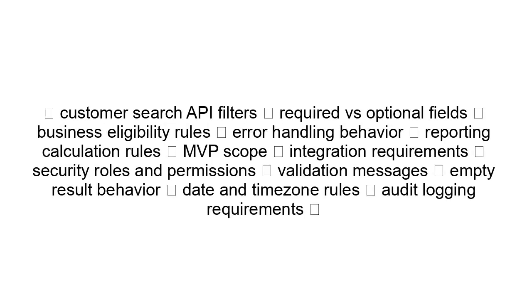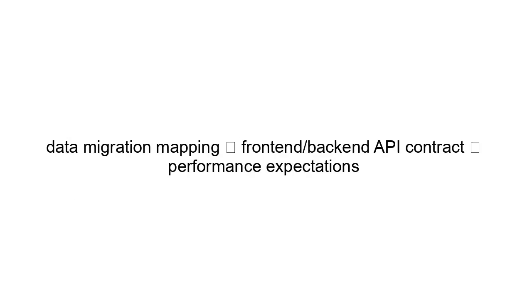Good unclear requirement topics you can use. Depending on your experience, you can talk about customer search API filters, required versus optional fields, business eligibility rules, error handling behavior, reporting calculation rules, MVP scope, integration requirements, security roles and permissions, validation messages, empty result behavior, date and time zone rules, audit logging requirements, data migration mapping, front-end back-end API contract, performance expectations.